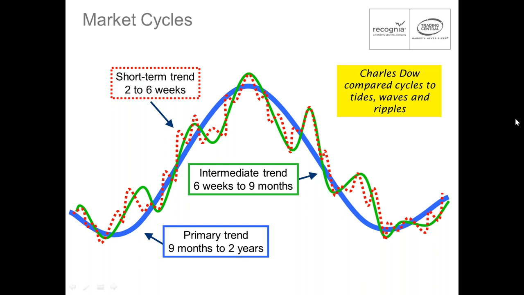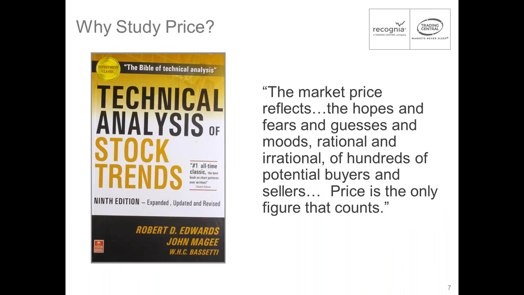And what's important is that in some places, for example over here on the left-hand side of the chart, we have all three trends moving in the same direction, upward. Whereas in other places, for example right over here, we have the primary trend heading down, but the intermediate and short-term trends heading up. So Dow believed that we had to fully understand where we were in each one of these trends to make the right sort of trading decisions.